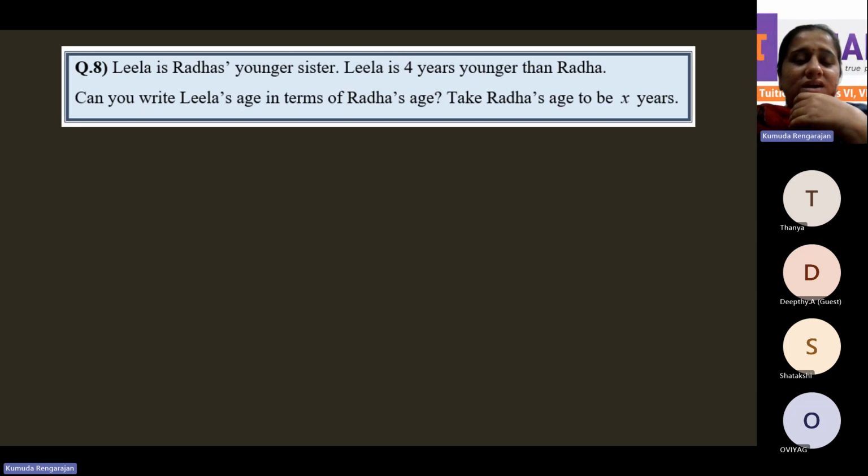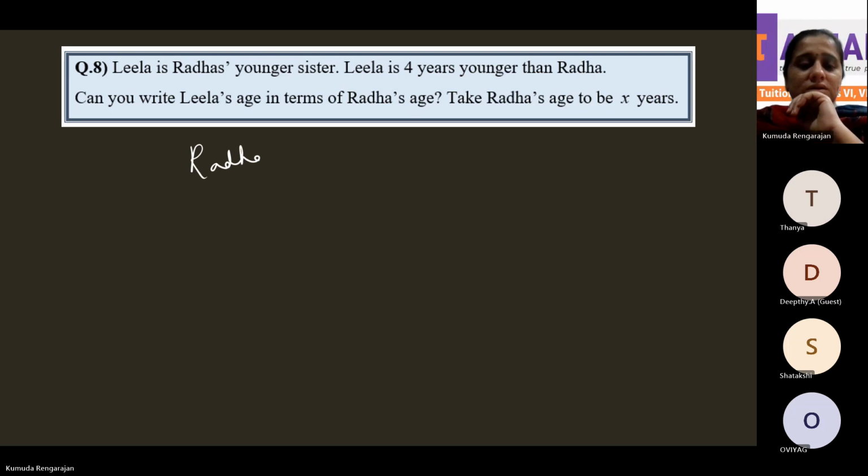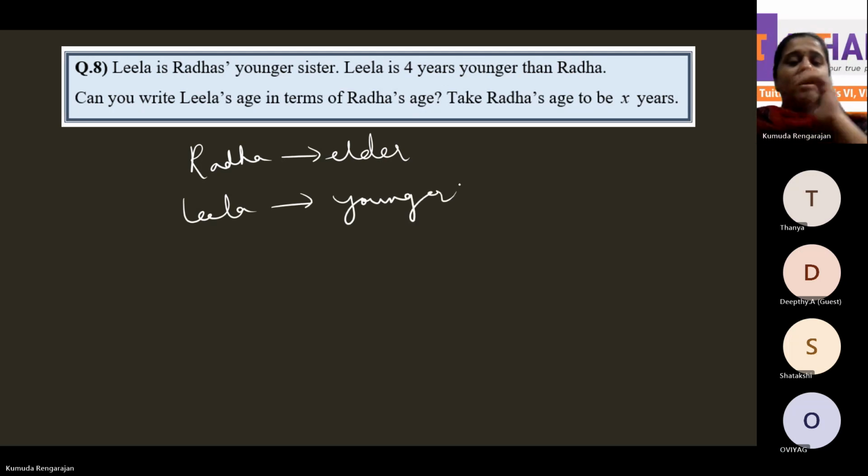Leela is Radha's younger sister. Leela is 4 years younger than Radha. So who's elder? Radha is elder. Leela is younger. Younger by 4 years. Can you write Leela's age in terms of Radha's age?